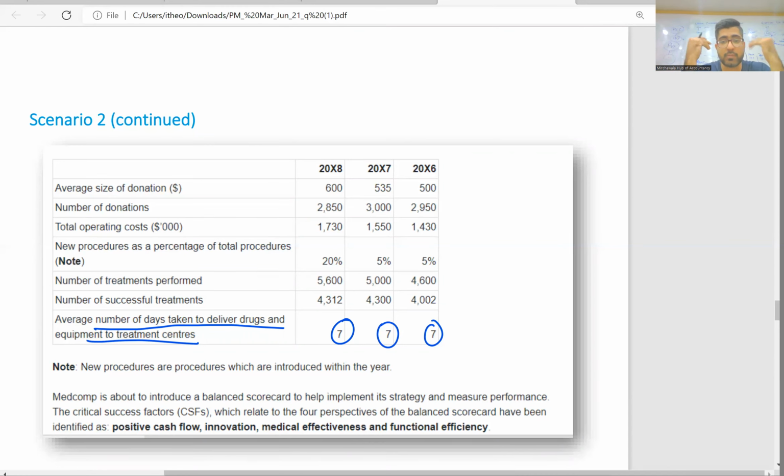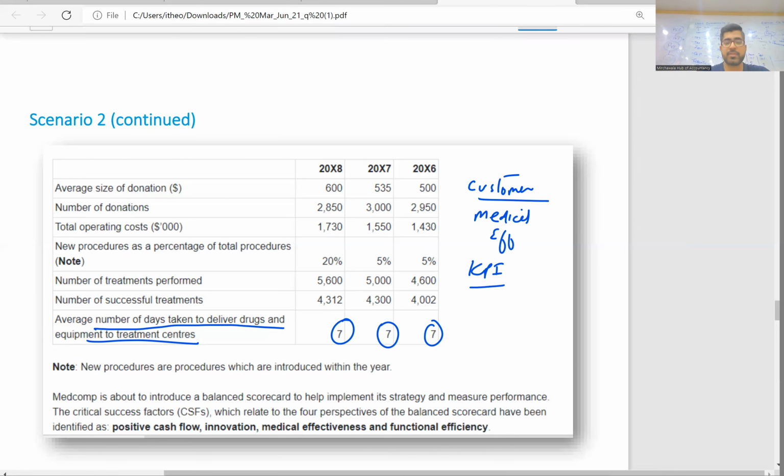So it is a matter of good performance in this area that functional efficiency is perfect. The company is not facing any delays as far as treatments are concerned. And lastly, the critical success factor for the customer perspective was medical efficiency out of all these four. Now, KPI, an indicator to measure efficiency.